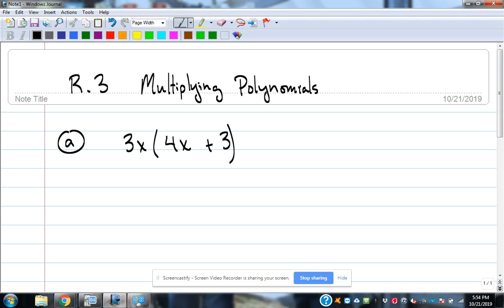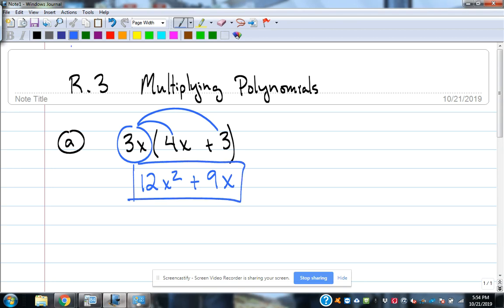polynomials this time. So we're going to distribute 3x to both terms. So 3x times 4x would be 12, since 3 times 4 is 12, and x times x is x squared. And then 3x times 3 would be plus 9x. And you're done. It really is that easy. Add exponents when you multiply. That's the rule that we're using here since we're multiplying polynomials.